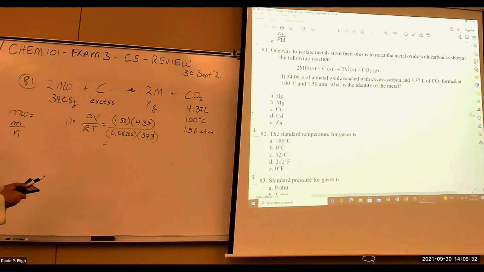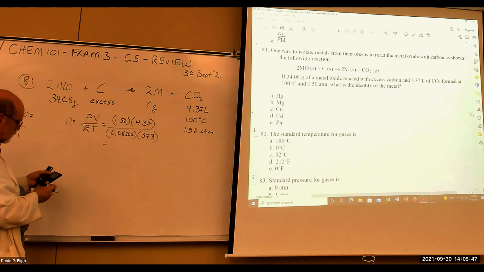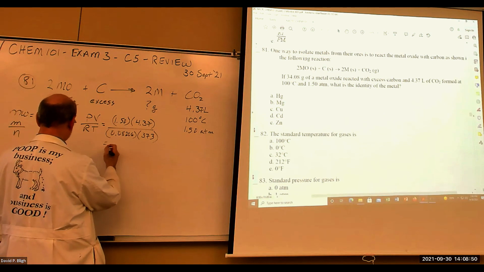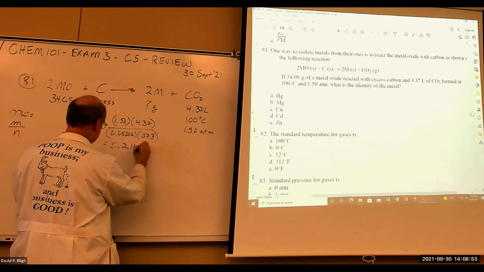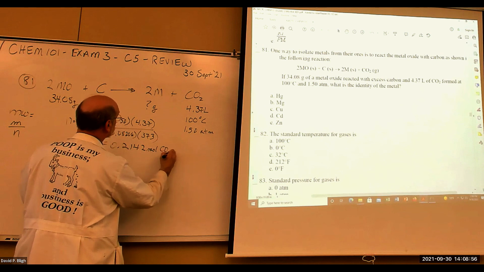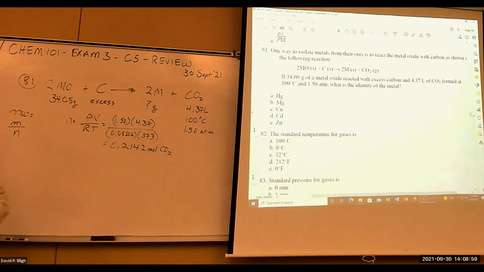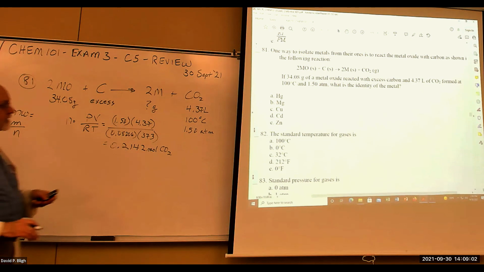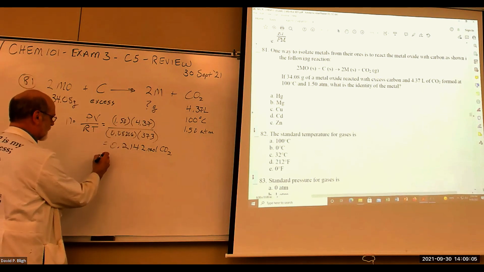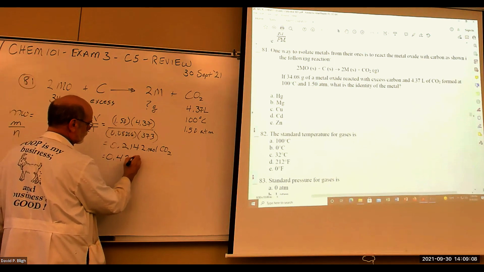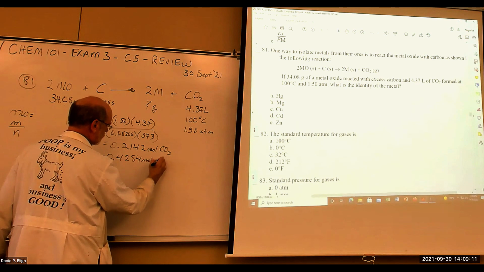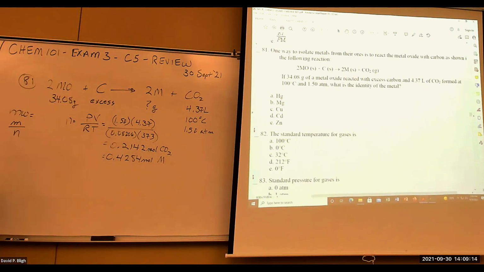So did I do that right? We do it again. 1.5 times 4.37, divided by 0.08206, divided by 373. That's 0.2142 moles of CO2. How many moles of metal are there? Twice that many, right? 1 to 2. So that means we have 0.4284 moles of metal. Okay, now we got the moles.